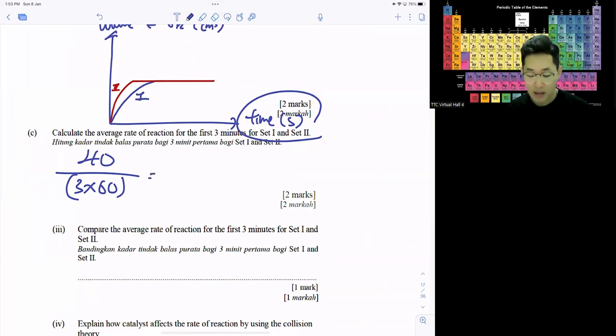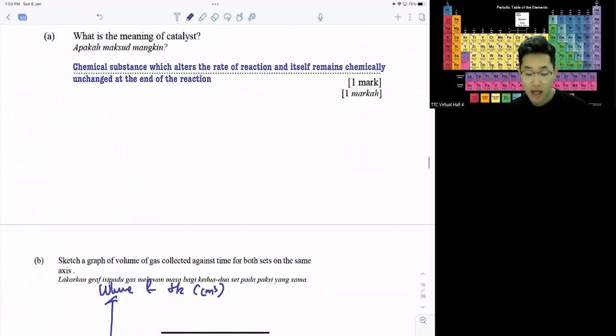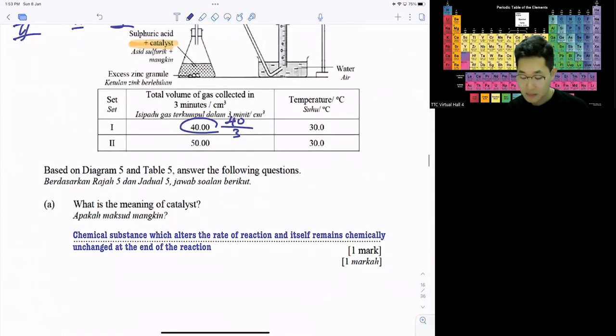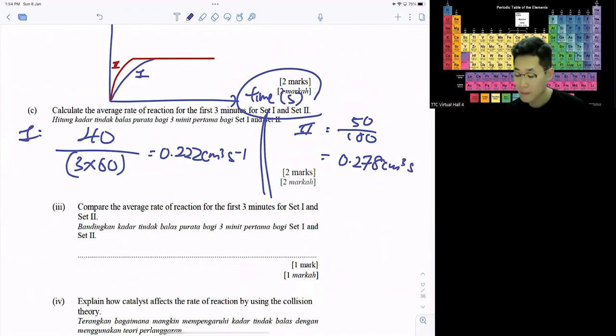I get 0.222 cm cube per second, at least 3 decimal places, for reaction 1. Reaction 2, 50 divided by 180, 0.278. Like that.